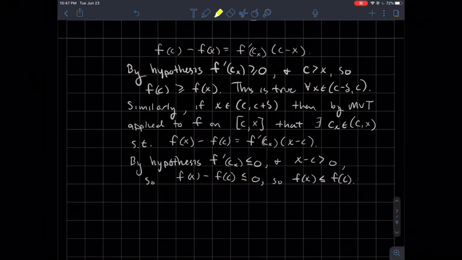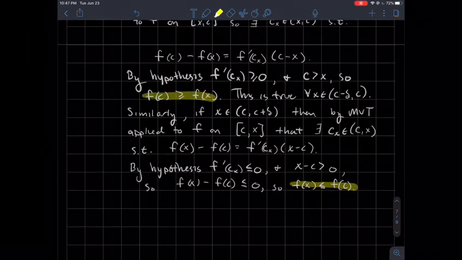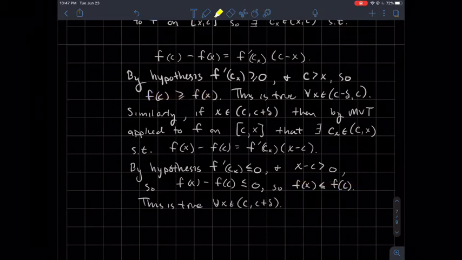And so what we'll do, we'll add that f of c over. So again, I get f of x is less than or equal to f of c. Notice that I was able to prove that no matter what side of c I'm on, I was able to prove it for each little interval, from c minus delta to c and from c to c plus delta.